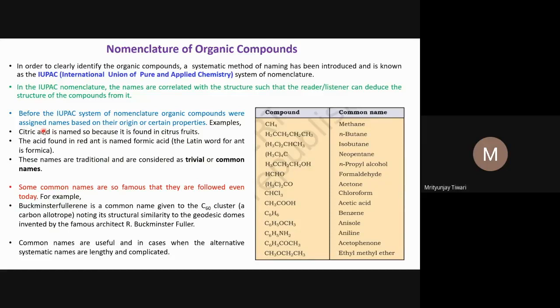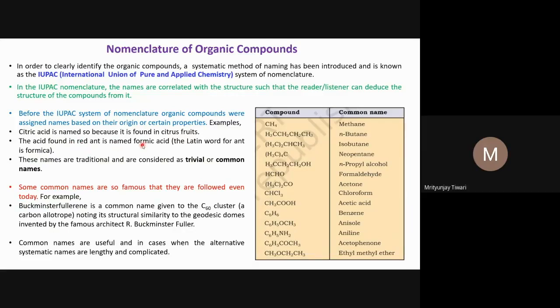So these are common names, derived from the origin of the compounds or certain properties of the compounds. Another example is formic acid. Formic acid was initially extracted from the red ant. The Latin name of ant is formica, and from formica the name is derived as formic acid, because it is an acid, it is sour in taste, and its other properties are also like an acid.